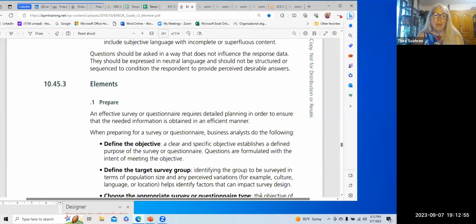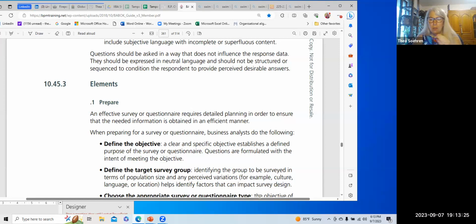The elements. Preparing for a survey. An effective survey or questionnaire requires detailed planning in order to ensure that the needed information is obtained in an efficient manner. When preparing for a survey or questionnaire, business analysts do the following. Define your objective. A clear and specific objective establishes a defined purpose of the survey or questionnaire. Questions are formulated with the intent of meeting that objective.